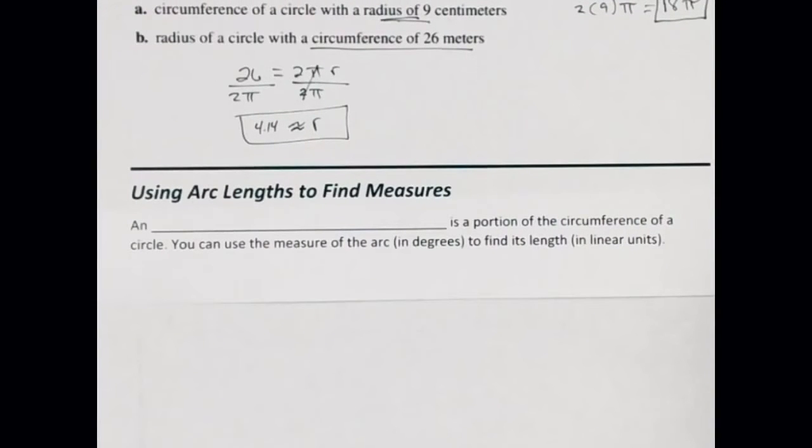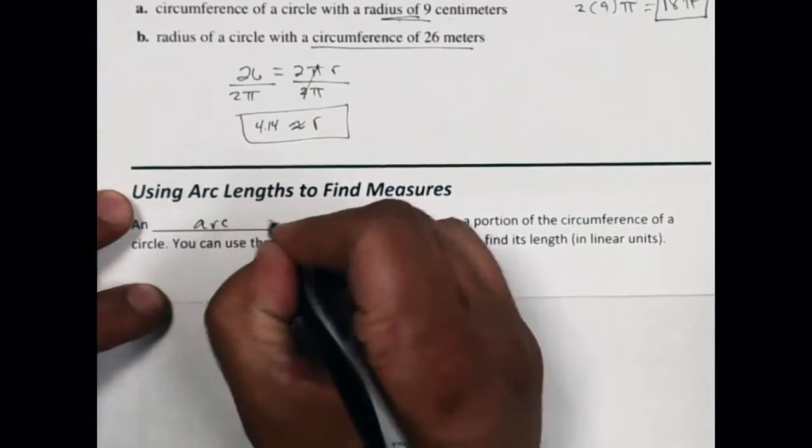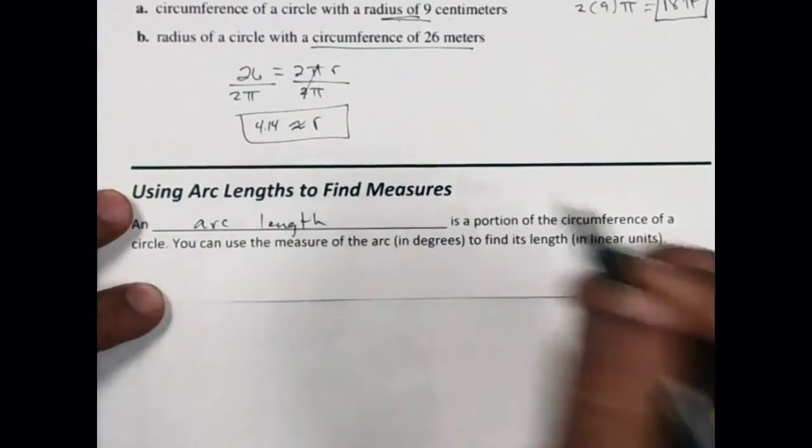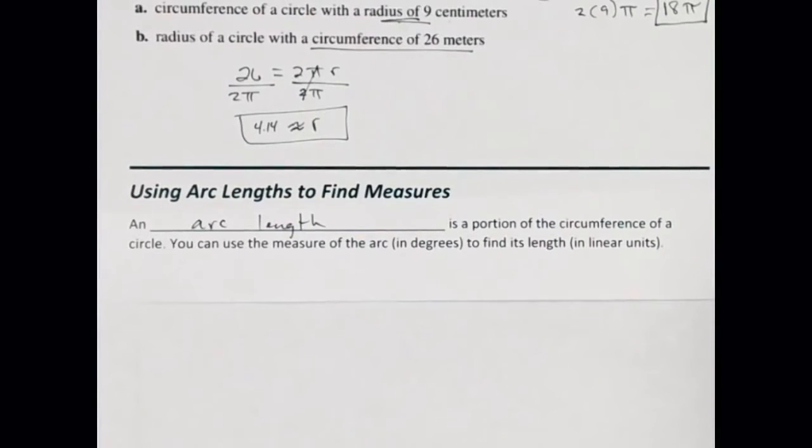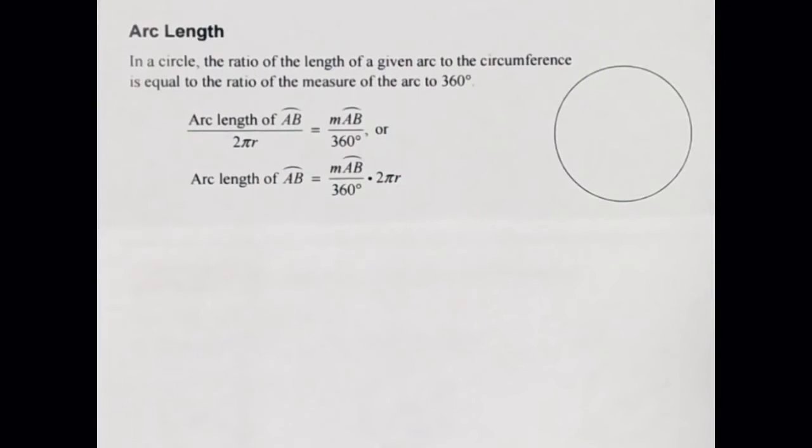And next we're going to introduce something new that's called an arc length. An arc length is a portion of the circumference of a circle. You can use the measure of the arc in degrees to find its length. Now I'm going to show you what I mean. For arc length in a circle, the ratio of the length of a given arc to the circumference is equal to the ratio of the measure of the arc to 360 degrees.